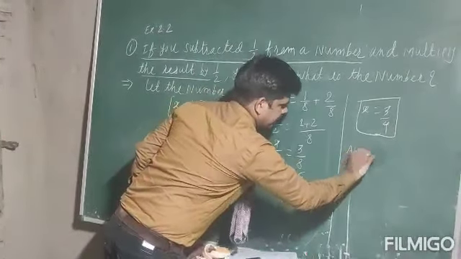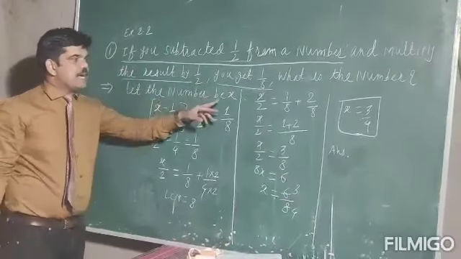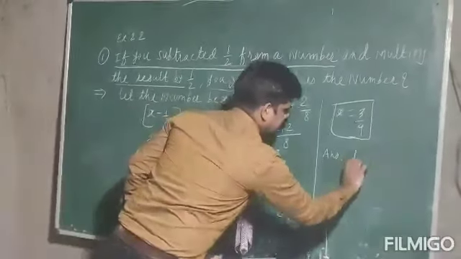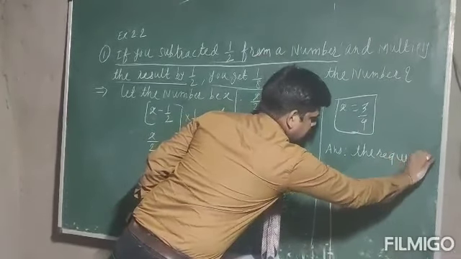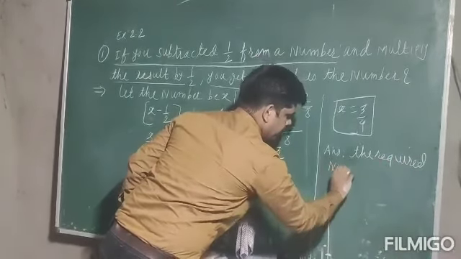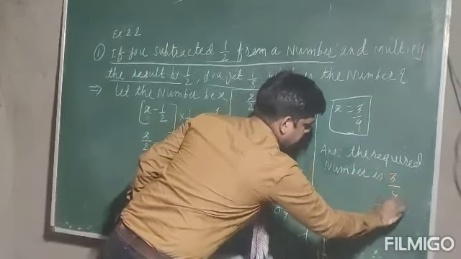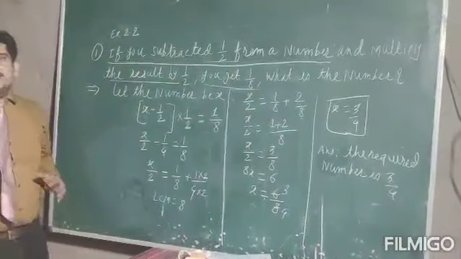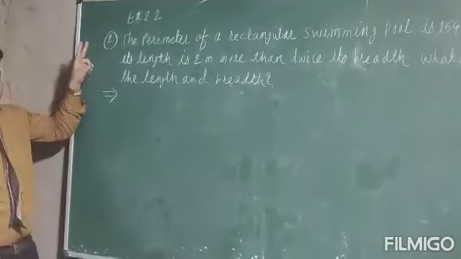So answer is, therefore the required number is x, because we consider that number is x. So therefore the required number is 3 upon 4. This is the first sum from exercise 2.1. Second question from exercise 2.2.